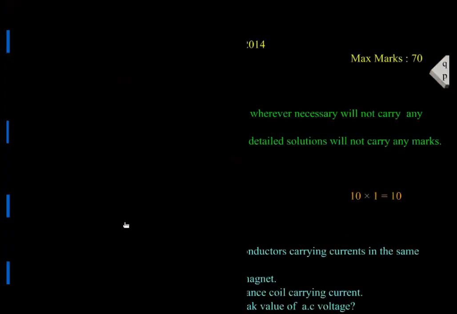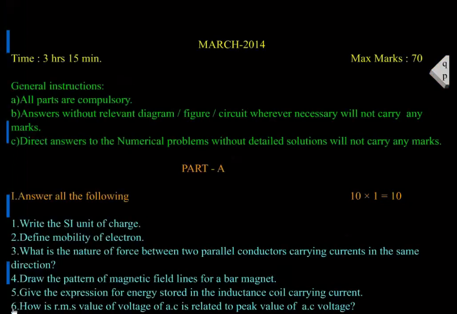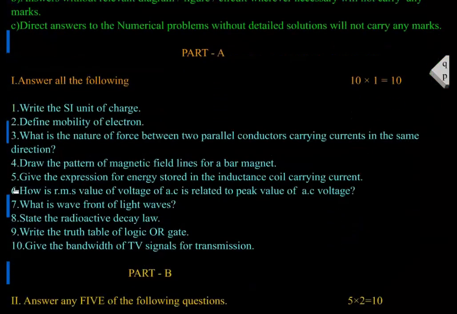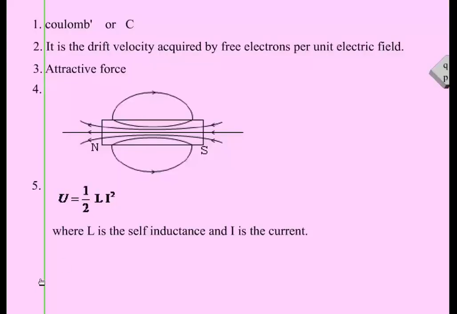Next let us go to the sixth one. Look here, how is RMS value of voltage of AC is related to peak value of voltage? So for this the answer is Vrms is equal to V0 by root 2, where this V0 is peak voltage. Look here, this is how we can write the answers.